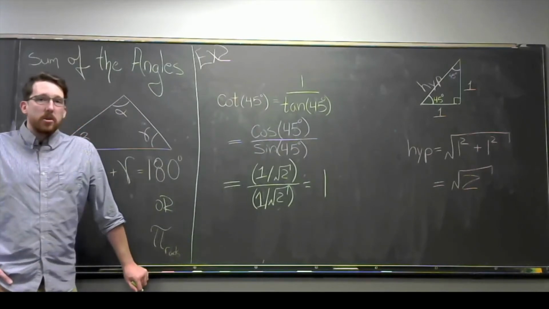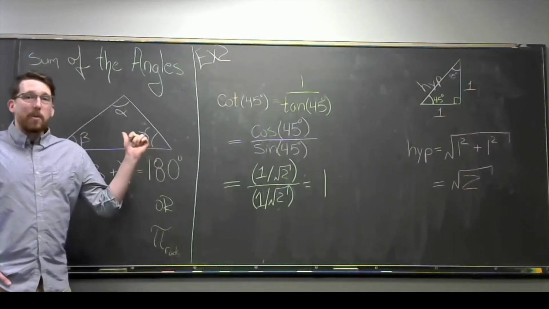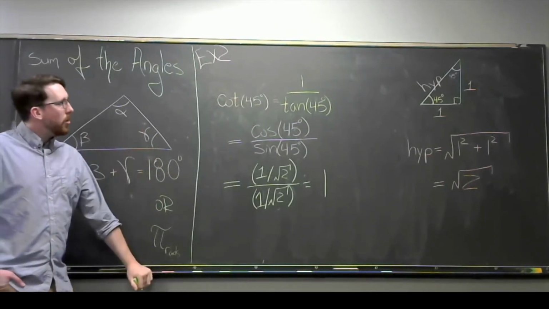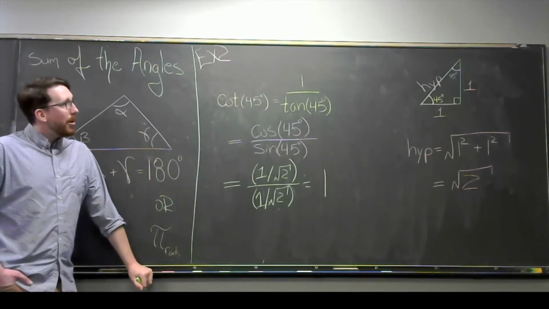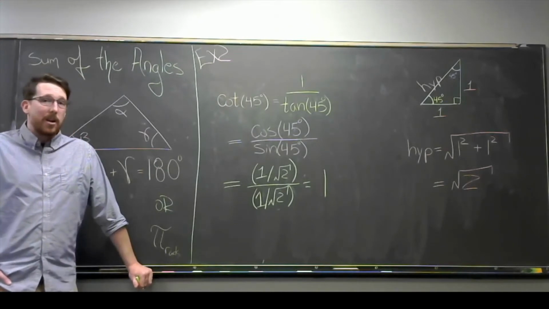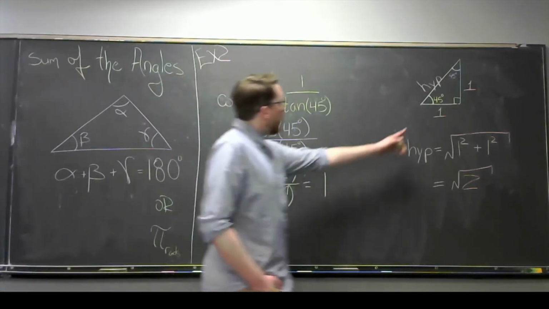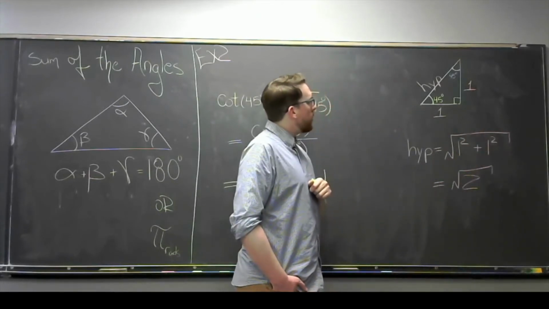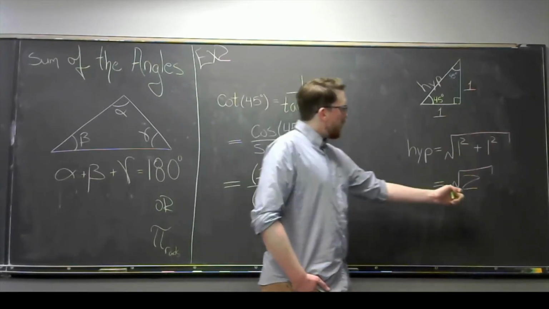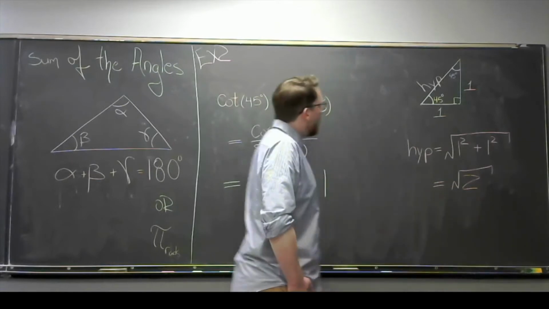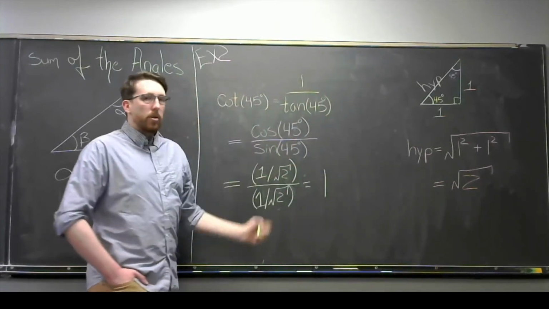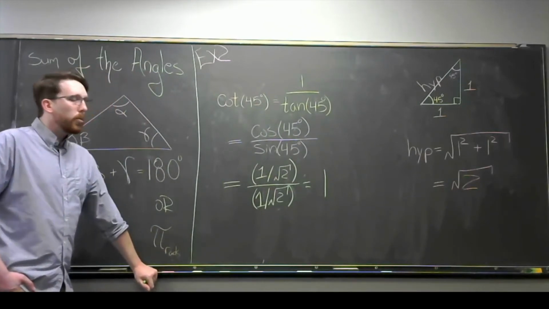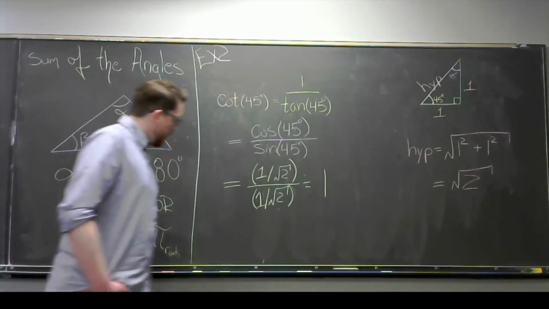And the way we were able to solve this problem is all by using this sum of the angles rule. And then from there we said, all right, since those angles must be the same, the length of the corresponding sides must be the same. So now I'm able to get the hypotenuse and do the rest of the math. Cool, let's look at another example.